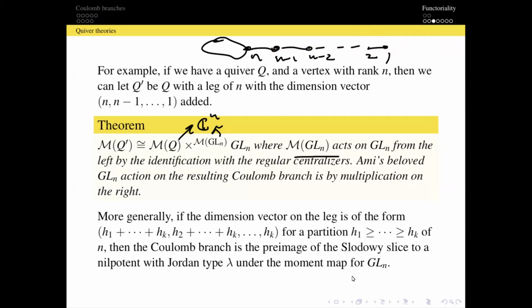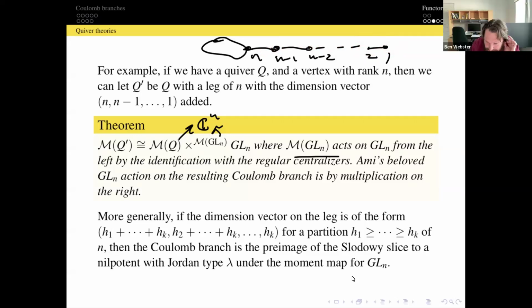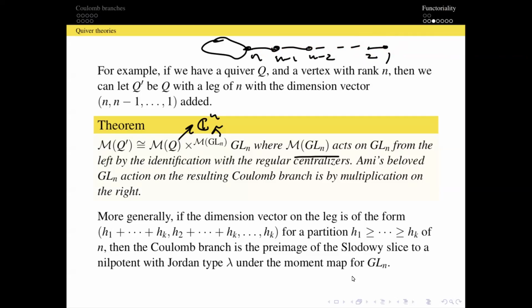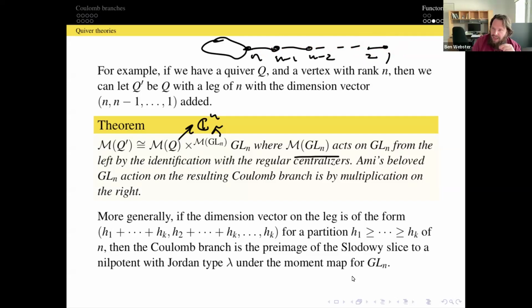Balance translates to this. Sorry? Amihai says the balance translates to this. Well, I mean, the balance translates to having operators that are in the right degree to give you the Lie algebra of this GLN.